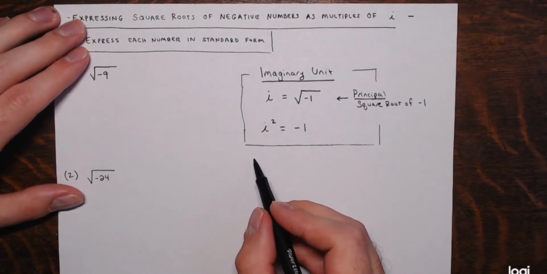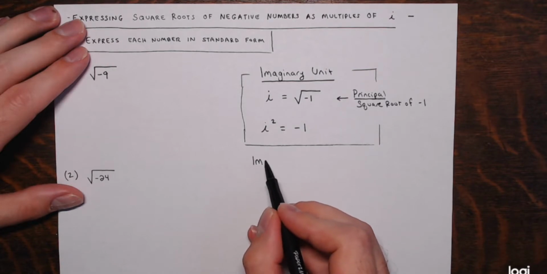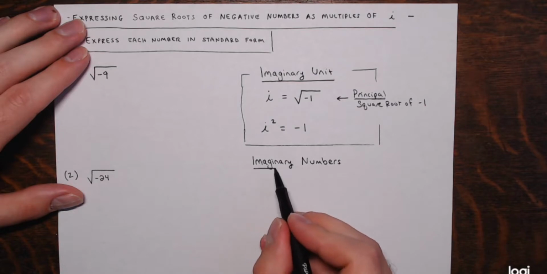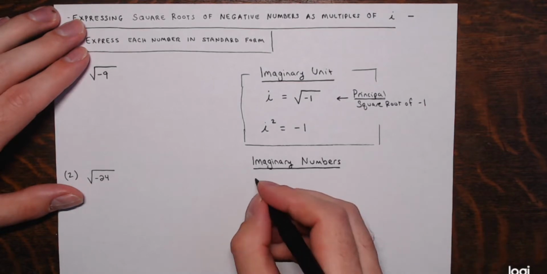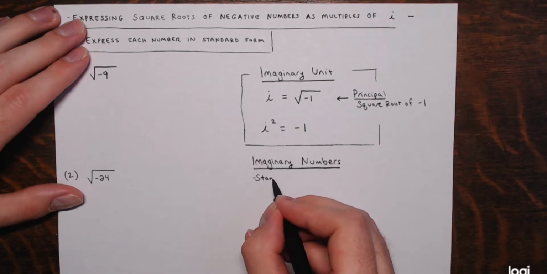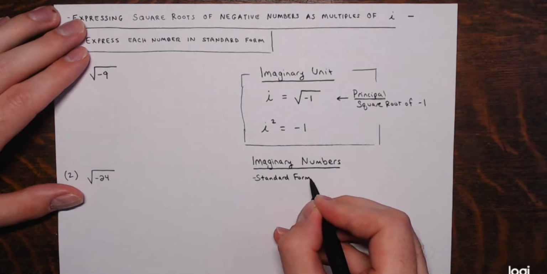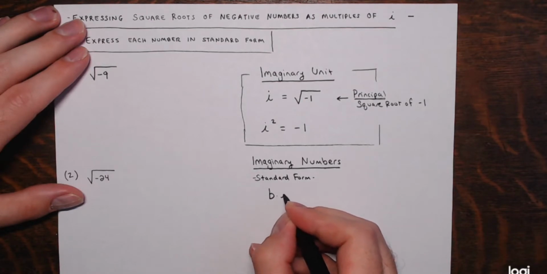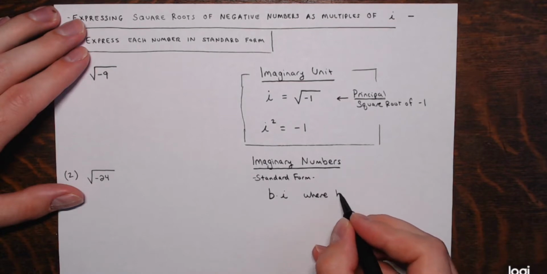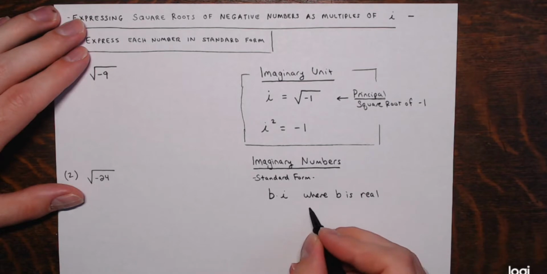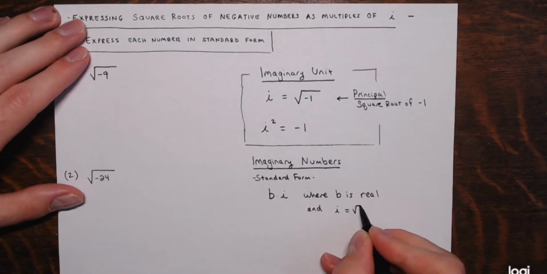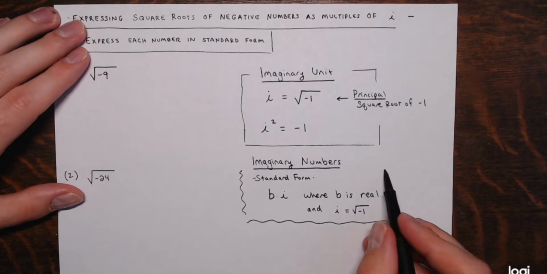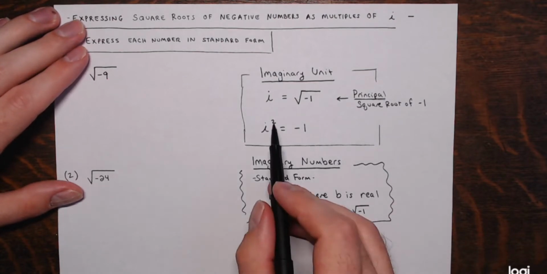All right, so the imaginary numbers are all of the following form. This is what they mean by standard form. The standard form of these imaginary numbers is some real number b times I, where b is real and I is that principal square root of -1, the imaginary unit. This is the set of imaginary numbers. These are the numbers whose square will be negative.